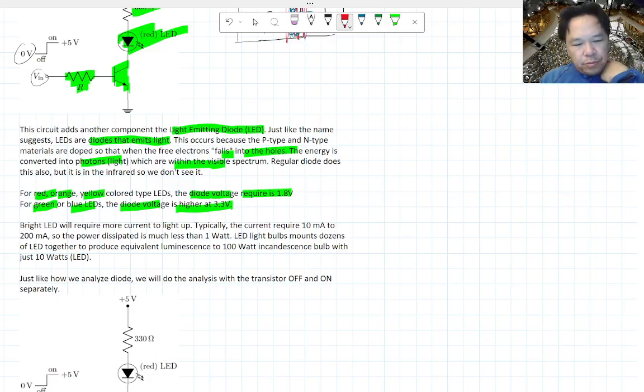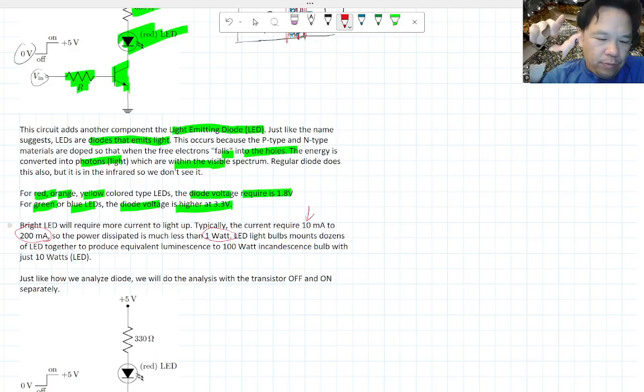And the brightness of the LED depends on how much current is passing through it, because the more electrons are falling into these holes, the more photons get created, right? So the typical current through an LED is going to be about 10 milliamps. It can go up to 200 milliamps, but that's going to be running it pretty hot. So the power dissipated by these LEDs is going to be much less than 1 watt.